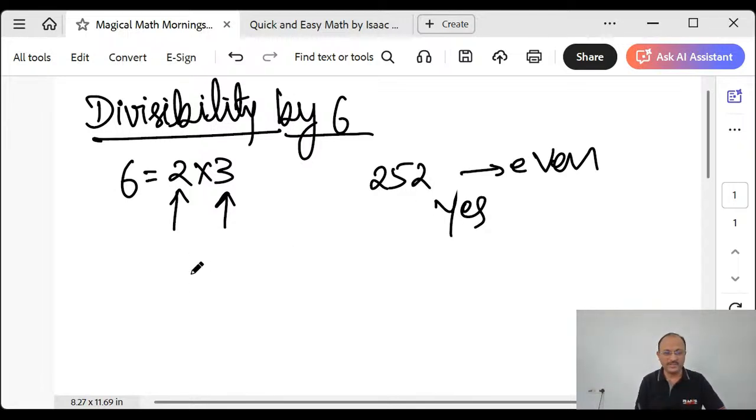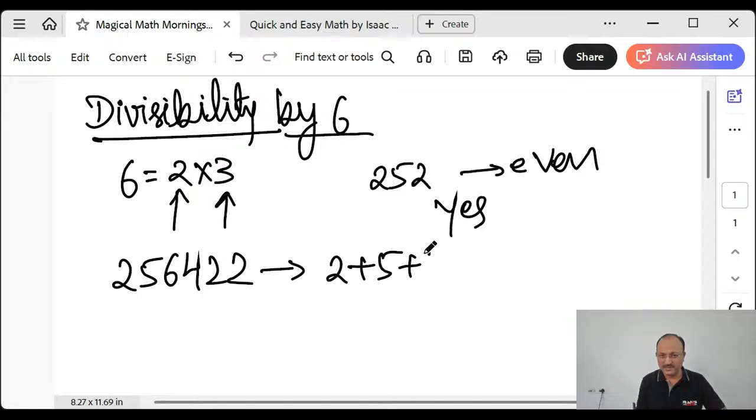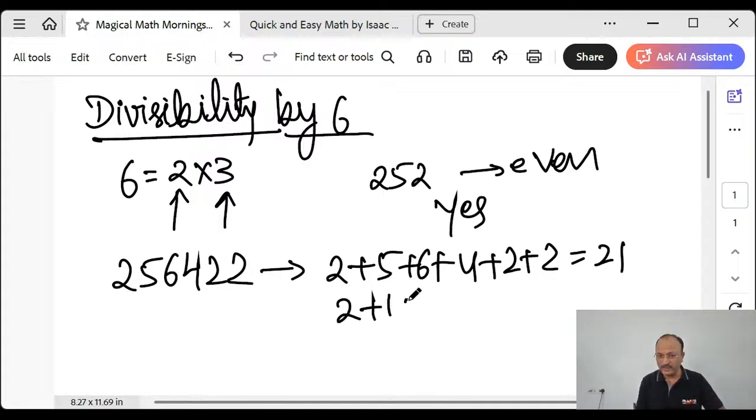Let's learn the concept of digital sum. Suppose you take 2, 5, 6, 4, double 2. What is the digital sum? It is nothing but 2 plus 5 plus 6 plus 4 plus 2 plus 2. This is 17 plus 4, 21. But we will not stop at 21. Again, we will continue to add: 2 plus 1 equals 3. Finally, we should get the single digit number. This is called the digital sum of this number.